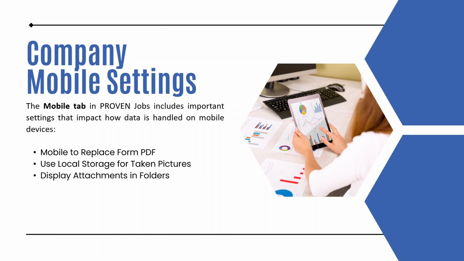To access Proven Jobs Mobile company settings, you'll go to Settings, Company Settings, Jobs, and then the Mobile tab. From here, your options are Mobile to replace form PDF, use local storage for taken pictures, and display attachments in folders.